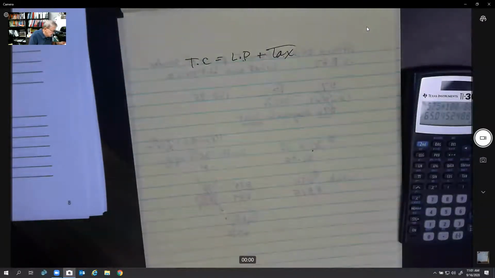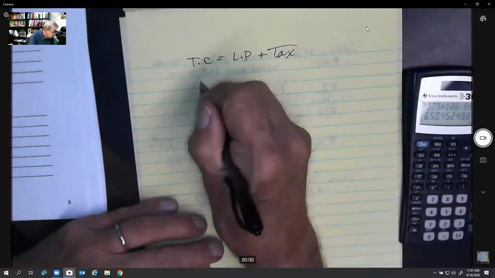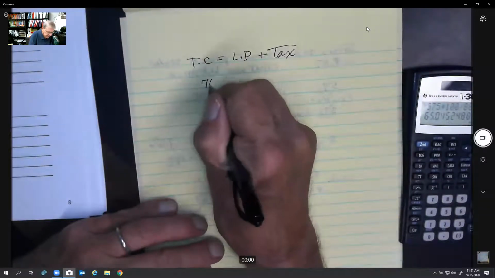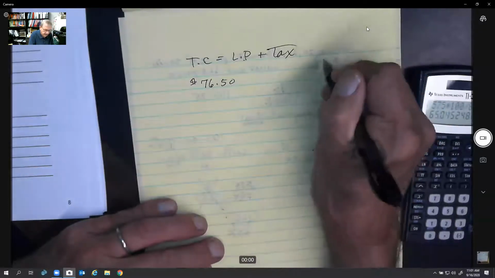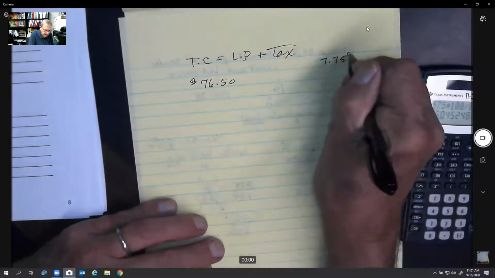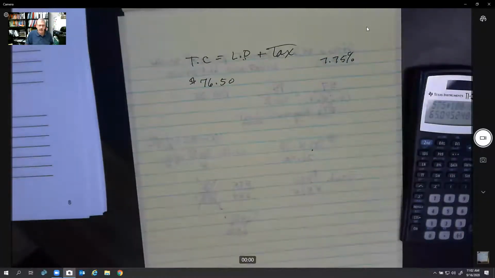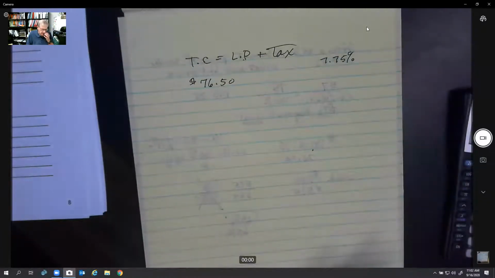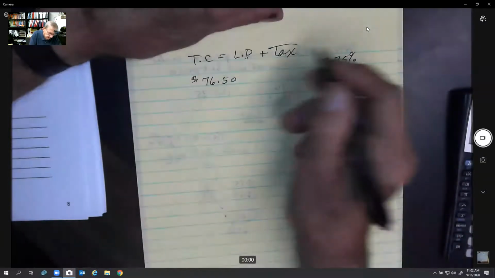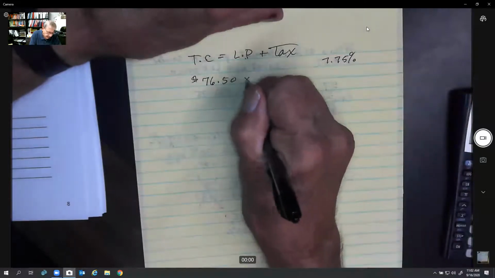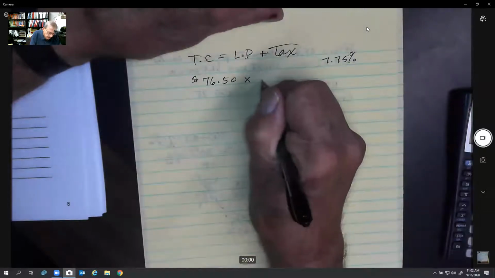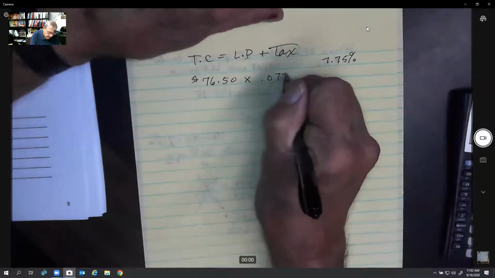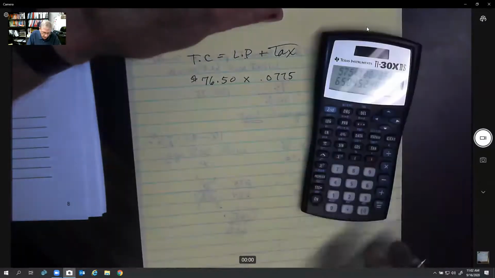Okay. So let's say you go into the store, you buy something for $76.50. The sales tax is 7.75%. And you want to know how much this object is going to cost. Okay, so we're going to multiply. It's kind of like a discount in a way. We're going to multiply this by this number, but we have to change it to a decimal, 0.0775. This is the quicker way of doing it. Grab out your calculator.